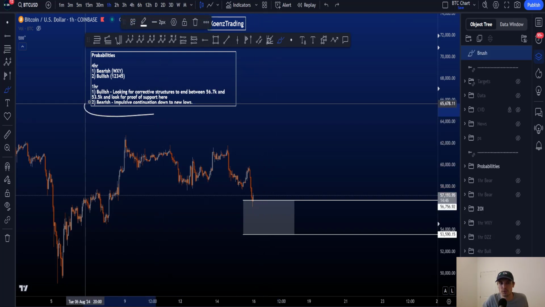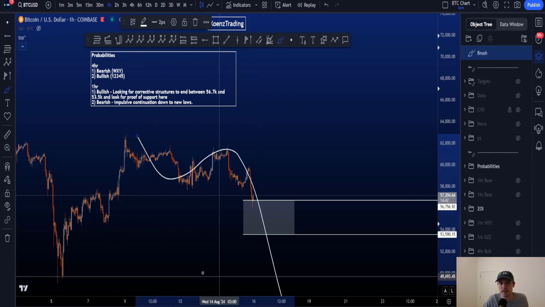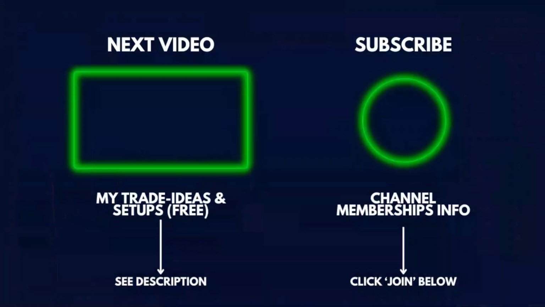On the number 2 spot, we then have the bearish scenarios, the impulsive moves towards the downside, where we then take this low directly.